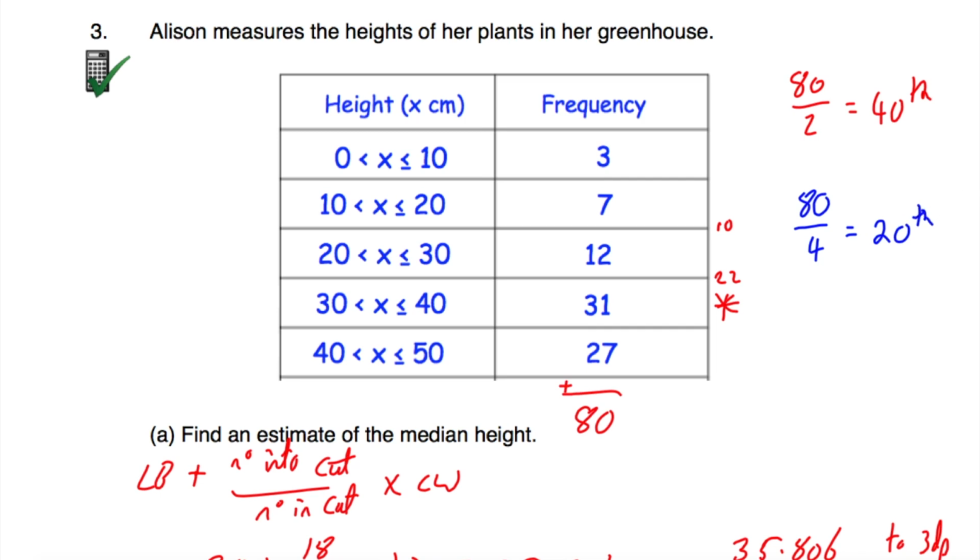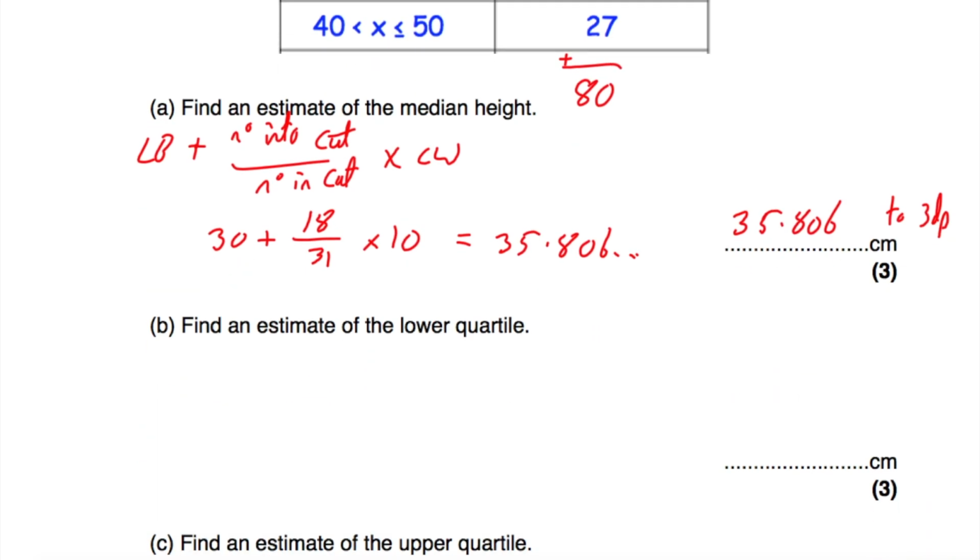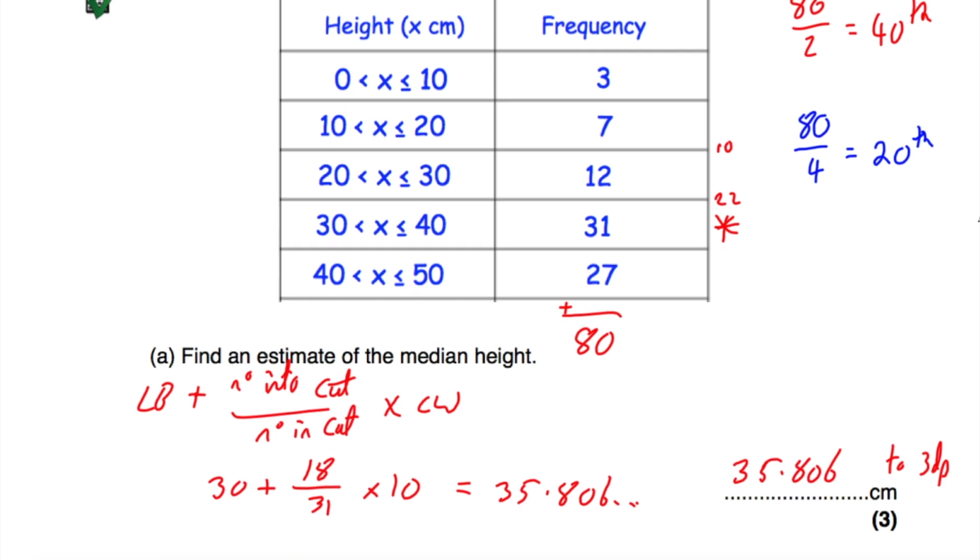So for the lower quartile, we're going to be looking for the 20th value. So let's find where the 20th value would be. Is the 20th value in here? No, there's just 3 there. And another 7, that's 10. Is the 20th value in there? No. Then we've got another 12, that'll be 22. Is the 20th one in there? It would be. So the lower quartile is in this class interval here.